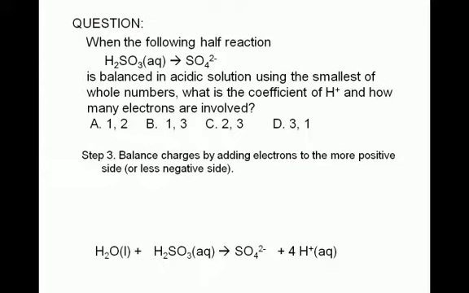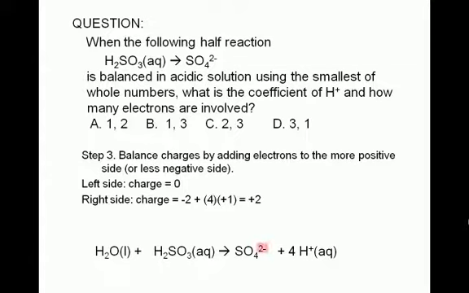Let's see what we have here. On the left side, H2O is neutral. Its charge is 0. Sulfurous acid is also neutral. Its charge is 0. So the total charge on the left is 0. What about the right side? The total charge on the right is -2 from sulfate, plus 4 times plus 1, since there are 4 hydrogen ions, and each one has a charge of plus 1. Therefore, the total charge on the right is plus 2.